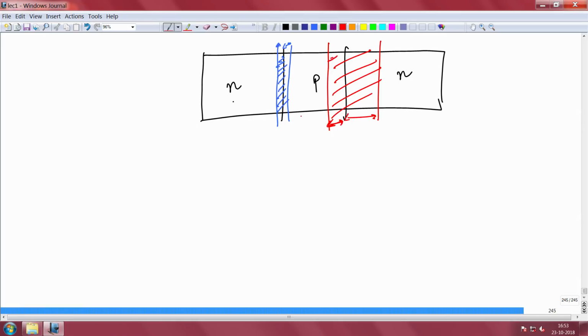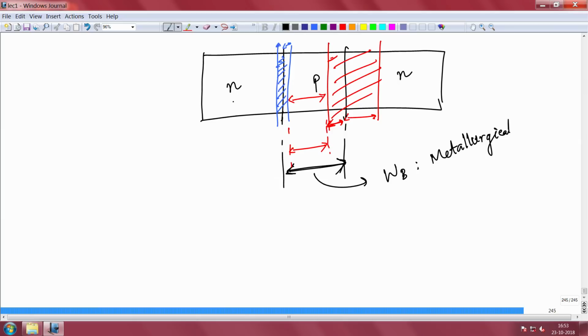So you see, the base is the most important part here. You have to look carefully. This distance is actually what has been left behind of the base. What was initially the base was this, but what has been left behind in the base is this. So this, what was initially the base, is called the metallurgical base width, WB.